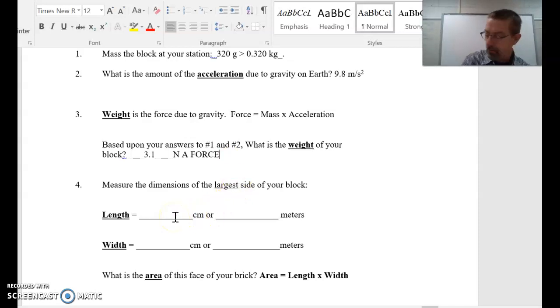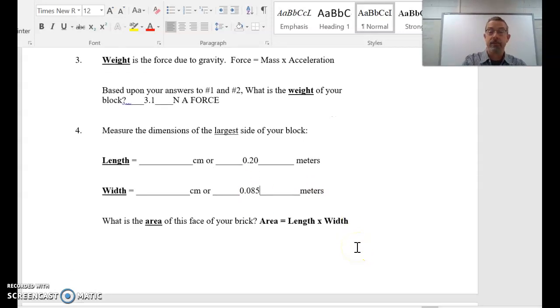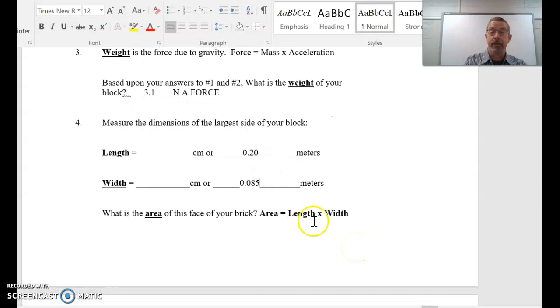Remember, pressure is a force divided by an area. So we're going to measure the dimensions of this block. This block has different areas. I could have the large surface here, the small surface here, or this medium-sized surface here. We're going to first focus on this large surface. It has a length of 20 centimeters, or let's go straight to meters: it's 0.20 meters. Its width is that. You should be able to figure out the area from that.